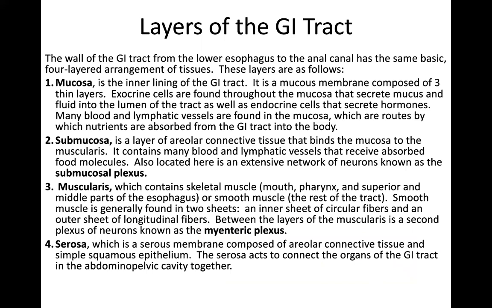All right, let's talk a little bit more about the tract, learn a little bit about its structural makeup. Talked about this exact same stuff this morning in anatomy, so you guys here getting a little double dose, but that's okay.